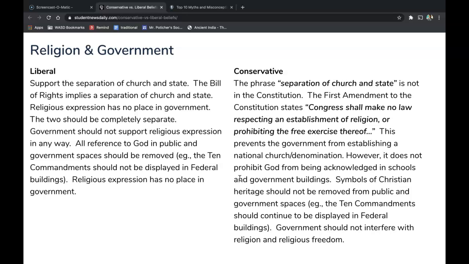Conservatives and Republicans, on the other hand, would say that the phrase of separation of church and state is actually not in the Constitution, and the First Amendment to the Constitution states that Congress shall make no law respecting an establishment of religion or prohibiting the free exercise thereof. This prevents the government from establishing a national church or denomination. However, it does not prohibit God from being acknowledged in schools and government buildings. Symbols of Christian heritage should not be removed from public and government spaces, like the Ten Commandments should continue to be displayed in federal buildings, but government should not interfere with religion and religious freedom.